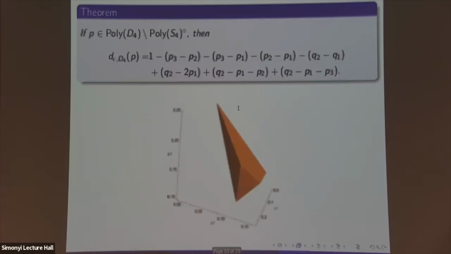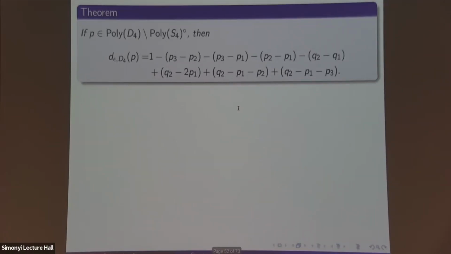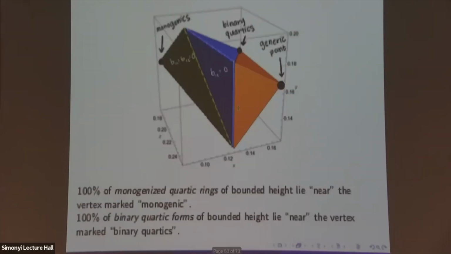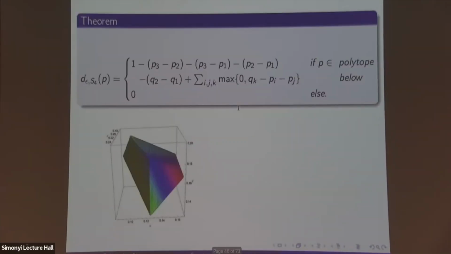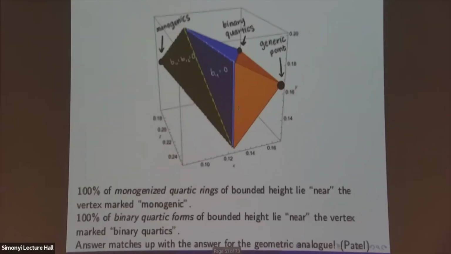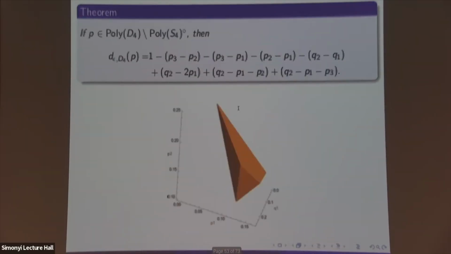Okay, so let me give you a picture of the D4 polytope. So this is the polytope right here. It strictly contains the S4 polytope. See if you can see how it sits inside. So if you go here and take a look at this polytope, you see that the front face of the S4 polytope is this face right here, of the D4 polytope.